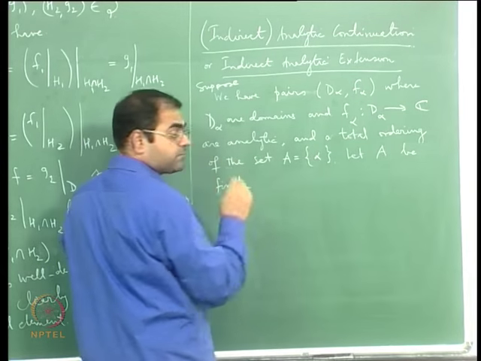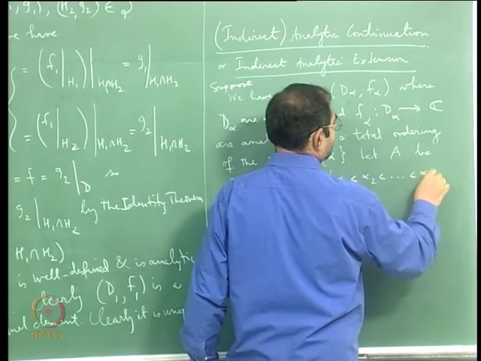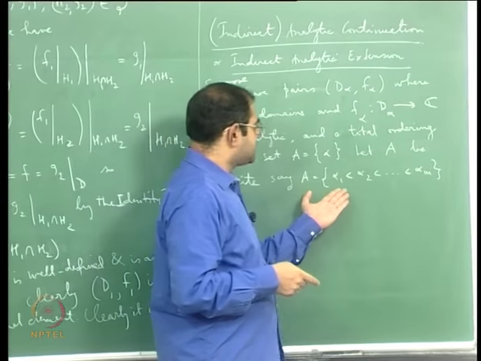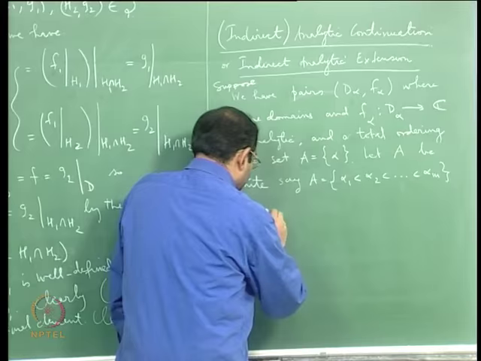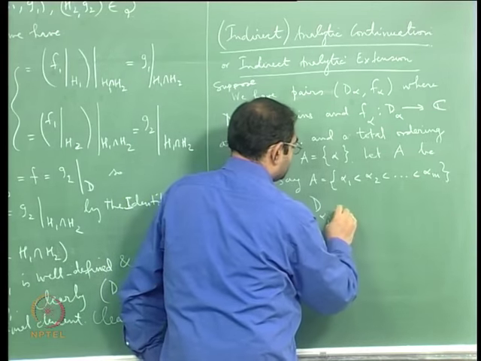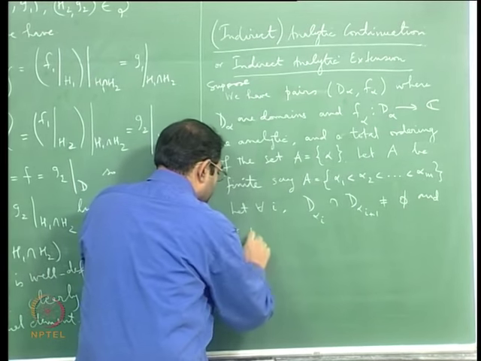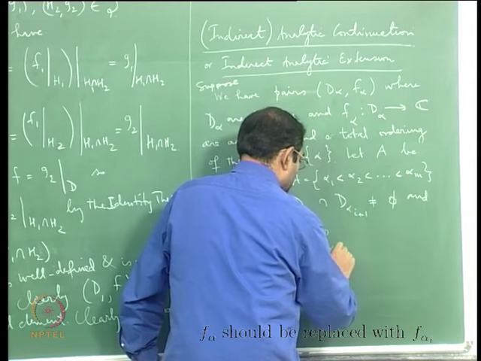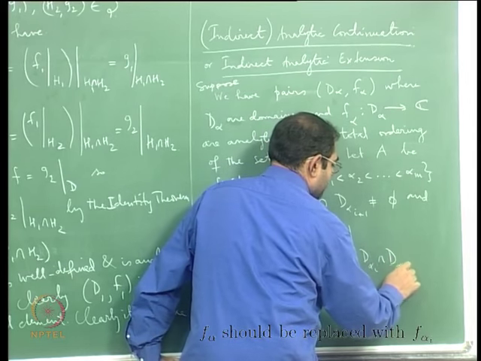Let A be finite for simplicity, okay. Say A equals alpha 1, alpha 2, up to alpha m, with strict inequality between them because of the total ordering. In fact if it is finite then a total order is always there. But the point is, why I want the ordering is the following. Let, for every i, d sub alpha i intersect d sub alpha i plus 1, and f alpha i restricted to d alpha i intersection d alpha i plus 1 be equal to f alpha i plus 1 restricted to d alpha i intersection d alpha i plus 1, okay.